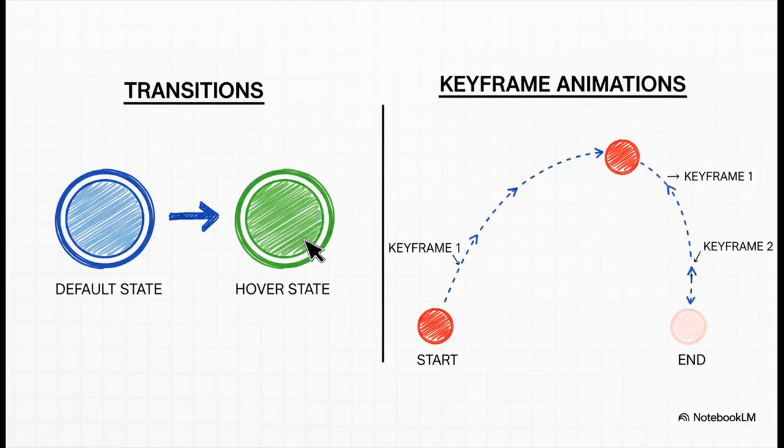Of course, a modern website isn't just static, right? We can add life and give users feedback with a little bit of motion. Transitions are awesome for simple, smooth changes, like a button changing color when you hover over it. For more complex stuff, we use keyframe animations to control every single step of the motion, like a loading spinner or an element sliding onto the screen.